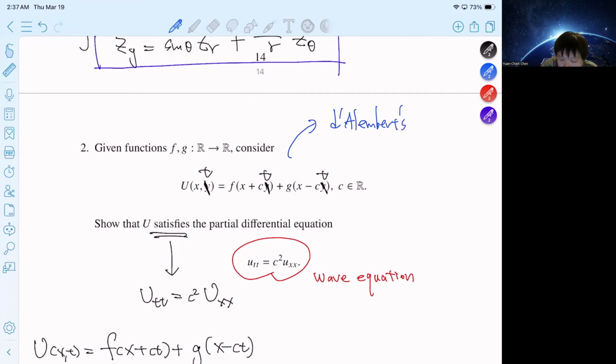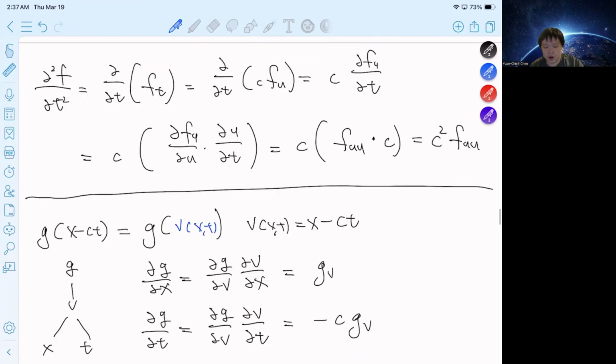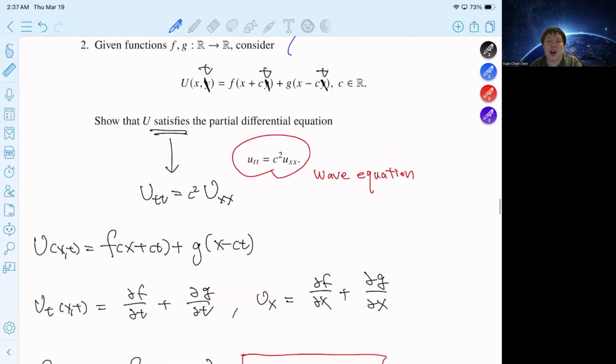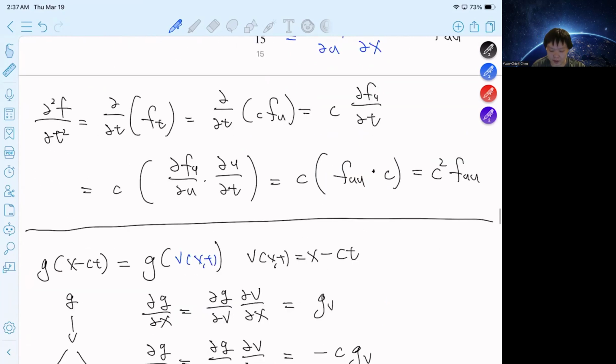I hope I spelled correctly. Solution. So this is a really beautiful solution to the wave equation. But you don't have to know how to derive it right now. At least by the chain rule, we can verify this is the actual solution. So this is pretty.